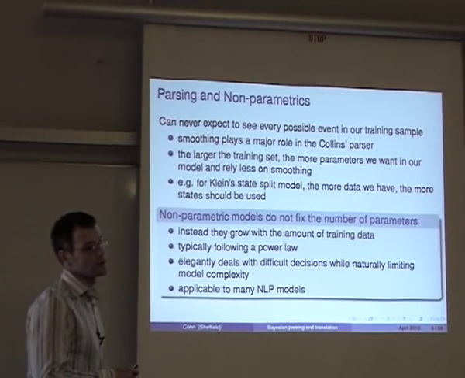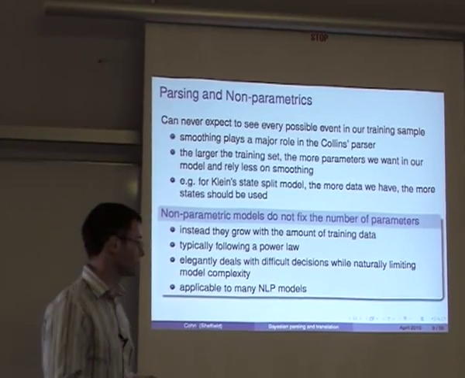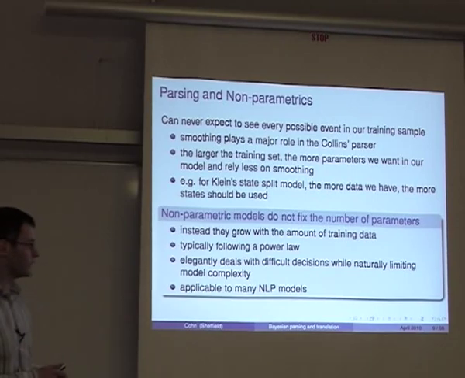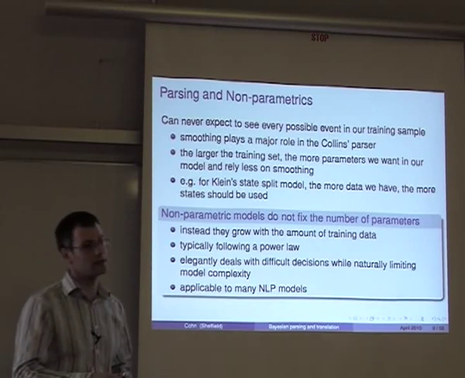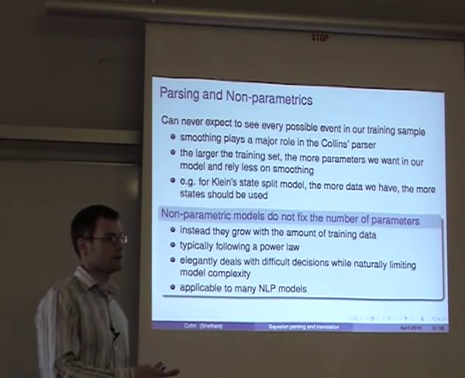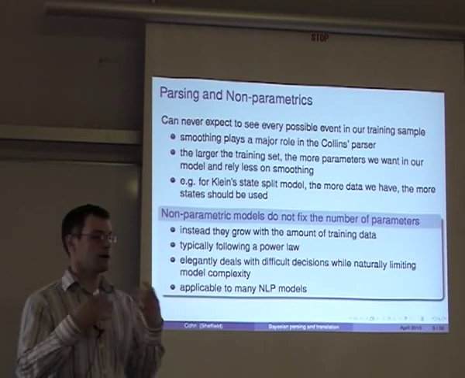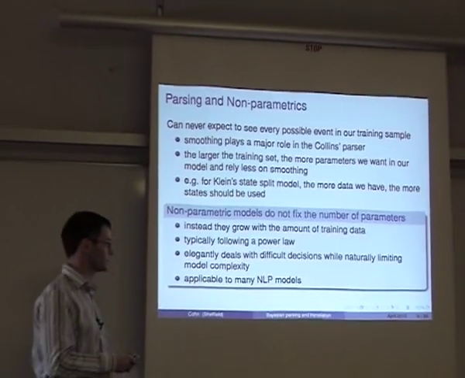And this is where non-parametrics come in. And this is kind of our motivation for using a Bayesian non-parametric model. So these models do not fix the number of parameters a priori. Instead, the idea is that they can grow with the amount of training data. You throw them a small training set, they'll learn to rely on their prior. You throw them a large training set, and that will overwhelm the prior, and they'll start sort of representing the data more explicitly with more parameters.